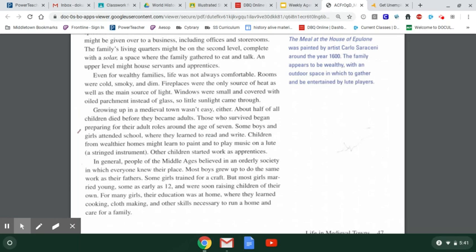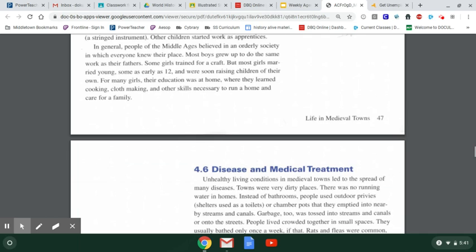Some girls trained for a craft, but most girls married young, some as early as 12, and were soon raising children of their own. For many girls, their education was at home, where they learned cooking, cloth making, and other skills necessary to run a home and care for a family. So, some as early as 12. Think about that. Think about how old you are now.